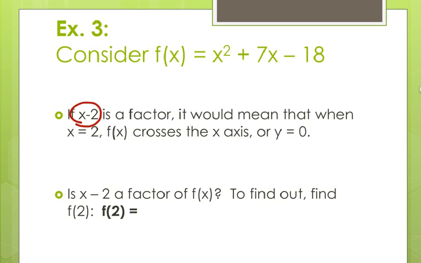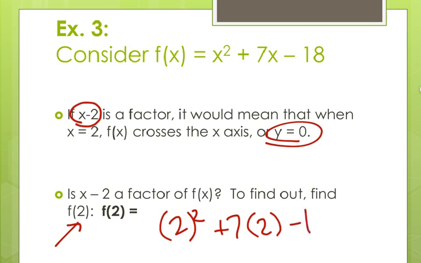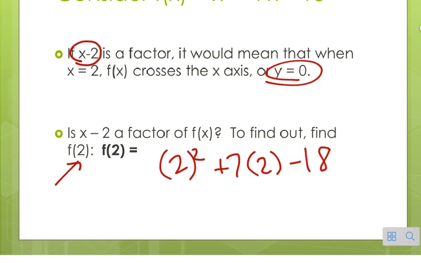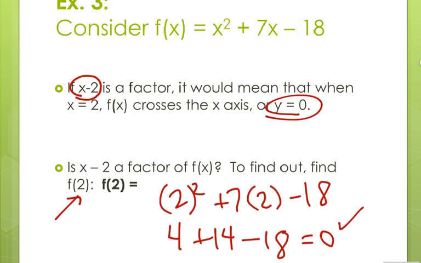If x minus 2 is a factor, we can find out by substituting and finding out if it's equal to 0, because when y equals 0, that's where it crosses the x-axis. So we can just substitute, do f of 2. So we do 2 squared, that's x squared, plus 7 times 2 minus 18. And that's going to be 4 plus 14, which is 18, minus 18, and that's equal to 0. And so because it's equal to 0, then that means that that occurs when y is equal to 0. So when x is equal to 2, y is equal to 0, and that means that that is a factor, it's a root, it's a 0.